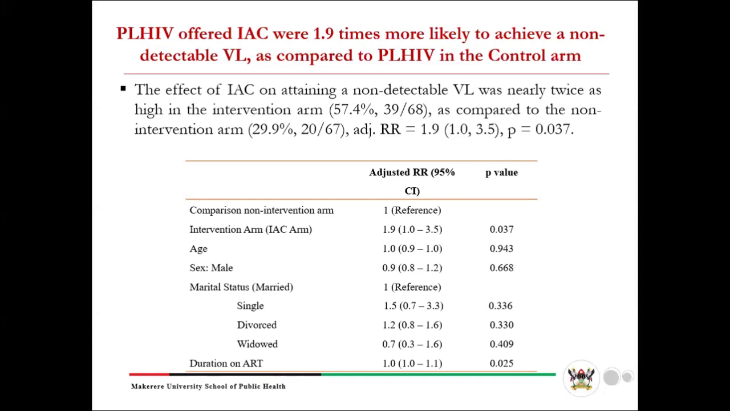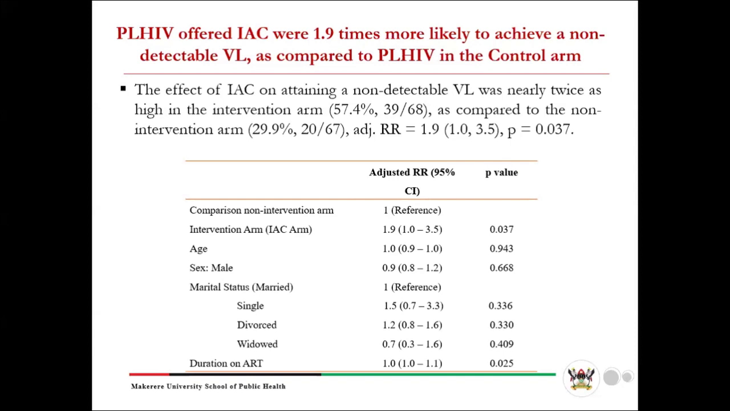However, more interestingly, this is where I want to put a major emphasis: these people have low-level viremia. We call them suppressed. And we would expect that if you counsel them very well, over 90% of them would get a non-detectable viral load because they're already suppressed. But it's alarming that it was only 57.4%. So there is a big question mark here. Is the intensive adherence counseling that we are offering to our clients still working, or is there need for us to review it?